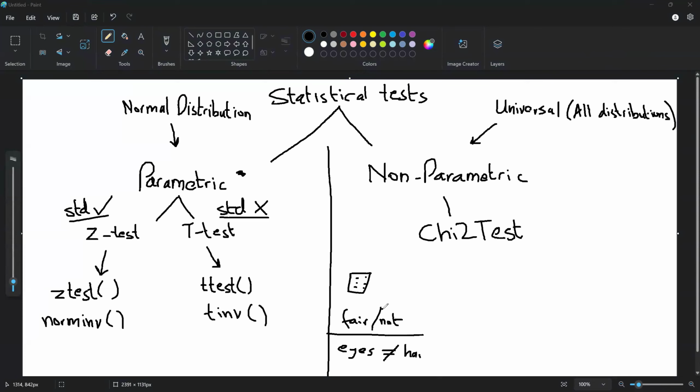Yeah, it's basically like either or. It's a statement. That's when you use non-parametric tests. And the chi-square test is the only non-parametric test we'll be covering in applied statistics.